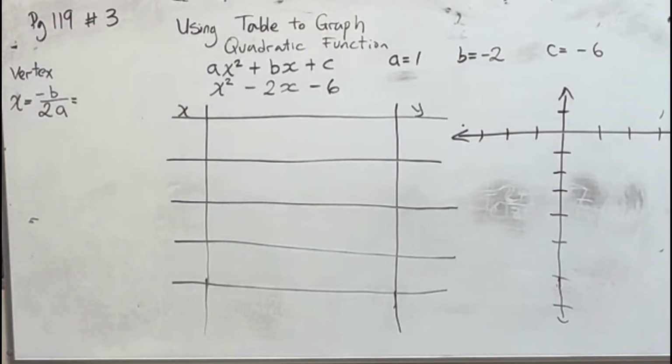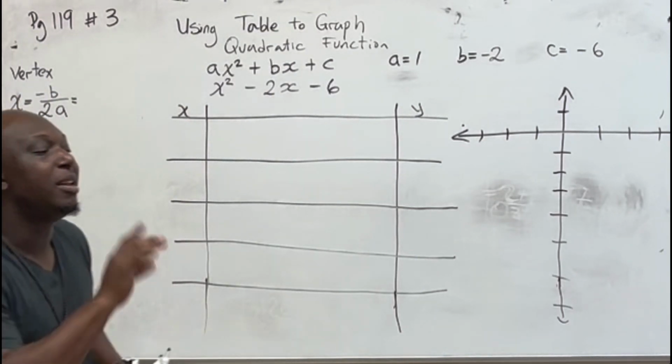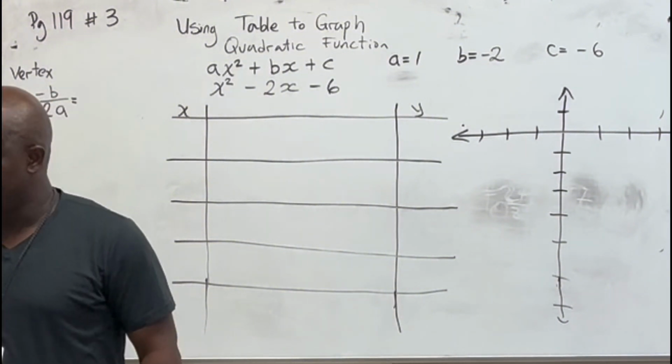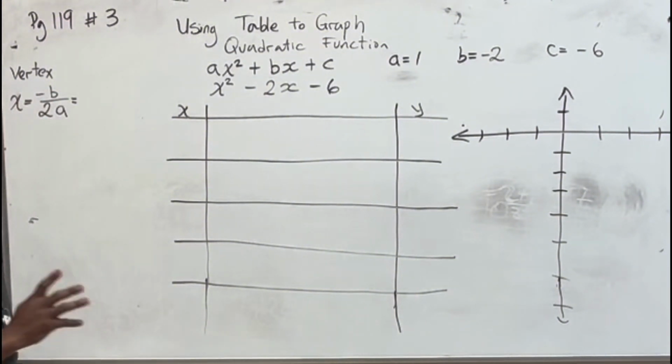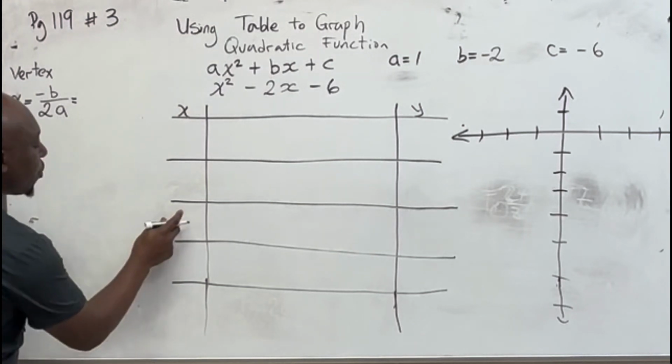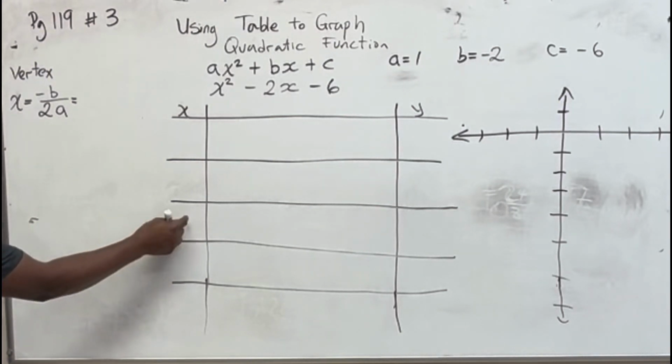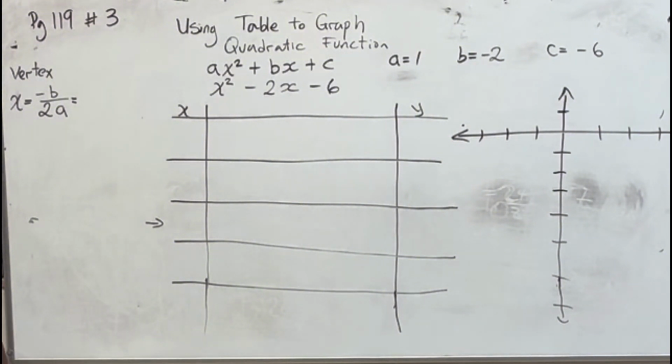Now, how do we do this table? For you to graph a quadratic, the minimum number of points you need is just 5. And where do we start from? You always want to start from the middle point. It's just my thing. And how do I know the x value to use for the middle part? You always want to use your vertex.